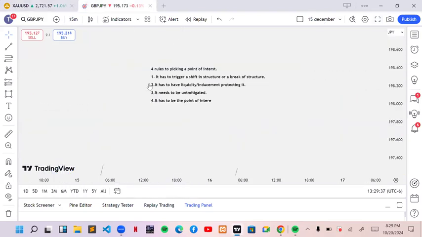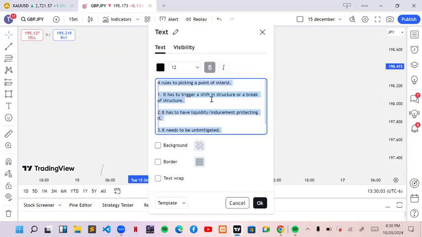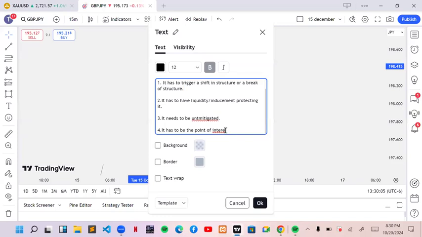So the first rule says it has to trigger a shift in market structure or a break of structure. The second rule says it has to have liquidity protecting it. The third rule now says it needs to be unmitigated. Now, proper mitigation is after market breaks structure or has a shift in market structure, the market comes back to tap into a point of interest. That is what mitigation is. Mitigation is only valid when it happens after a break of structure or a shift in market structure.